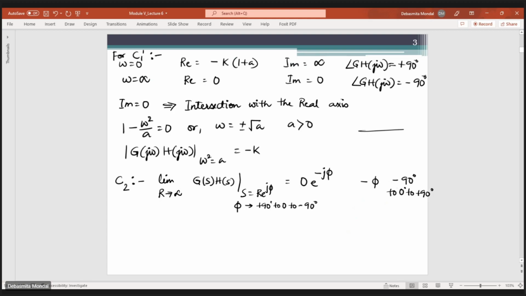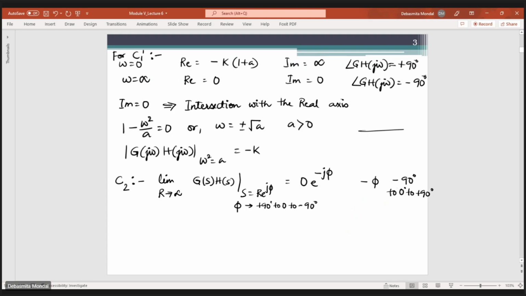So that means the value of n will be equal to minus 2. From there, if you find out the value of z, z will be equal to 2, right? So from here you can say that the closed loop system is going to be an unstable one with two poles on the right half of the S-plane.